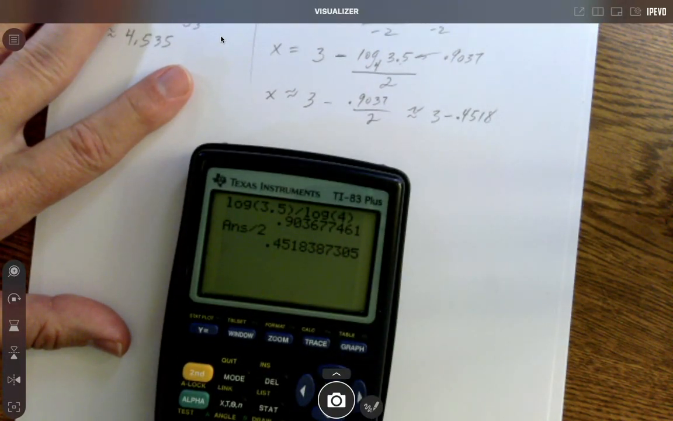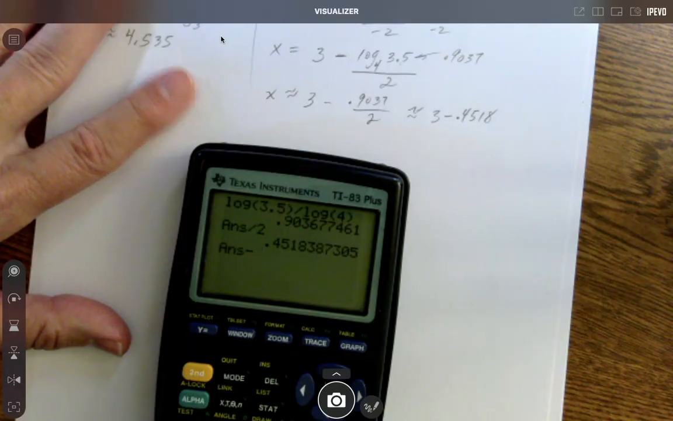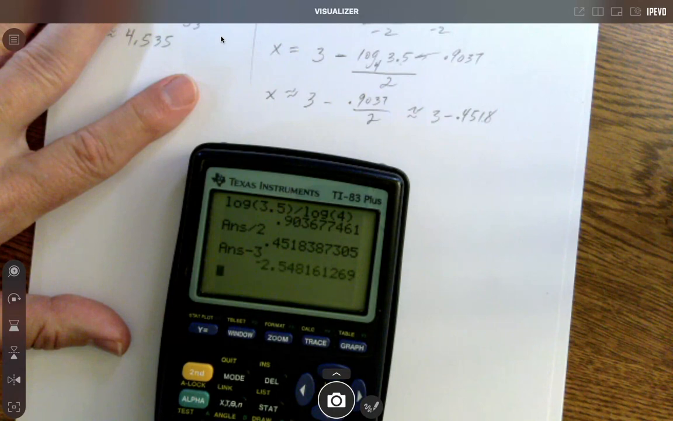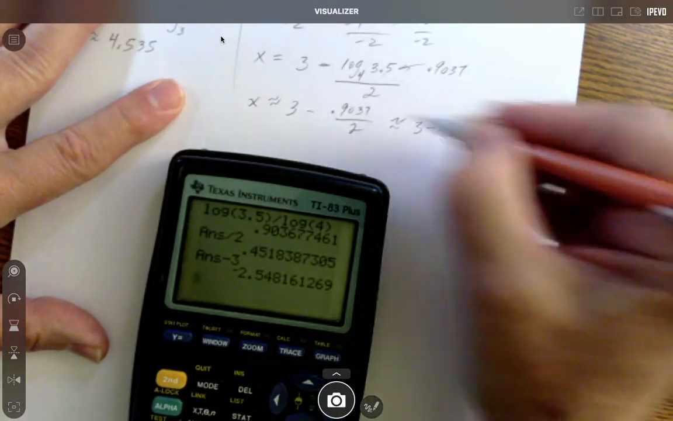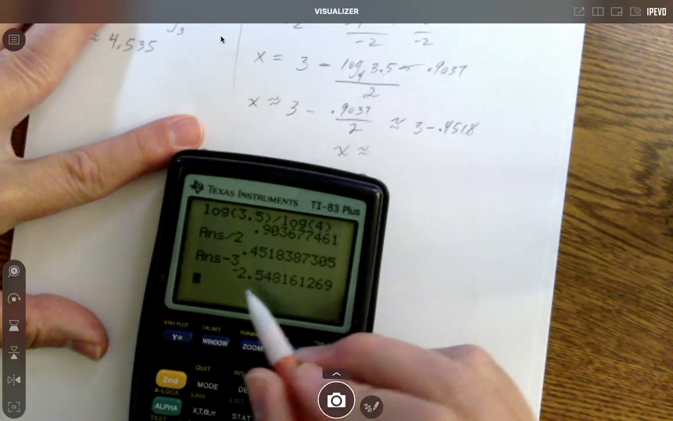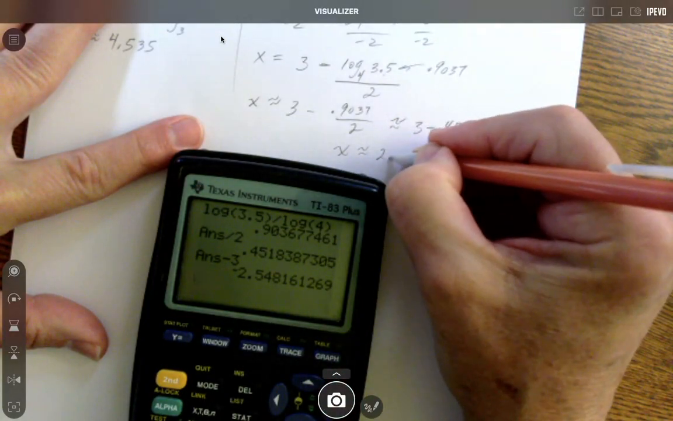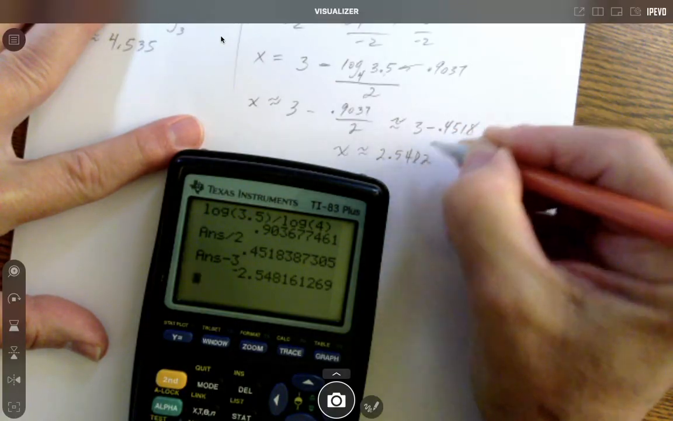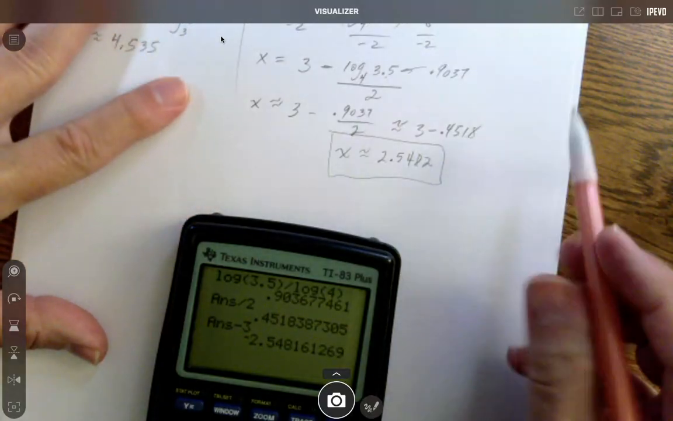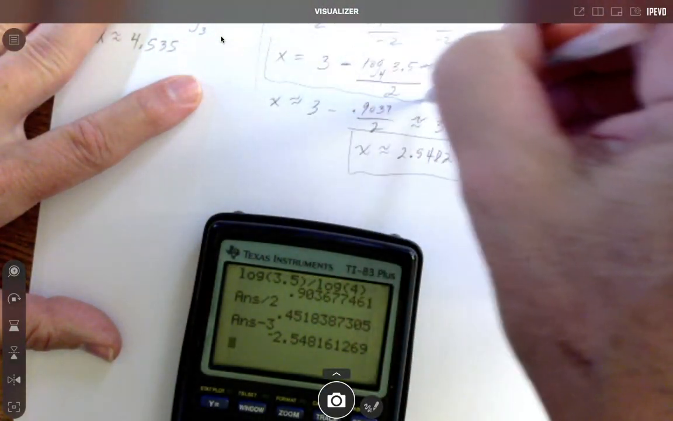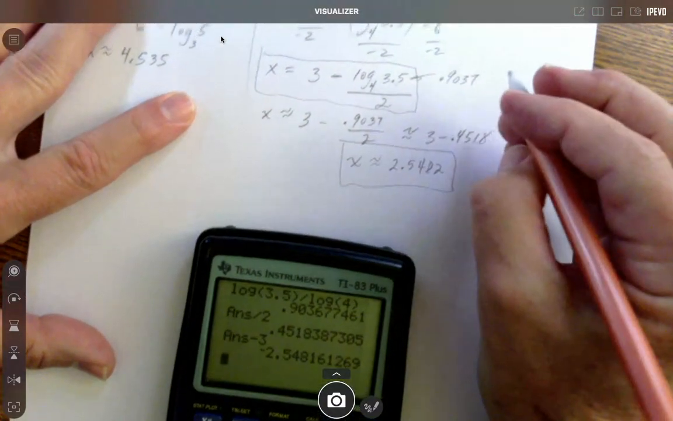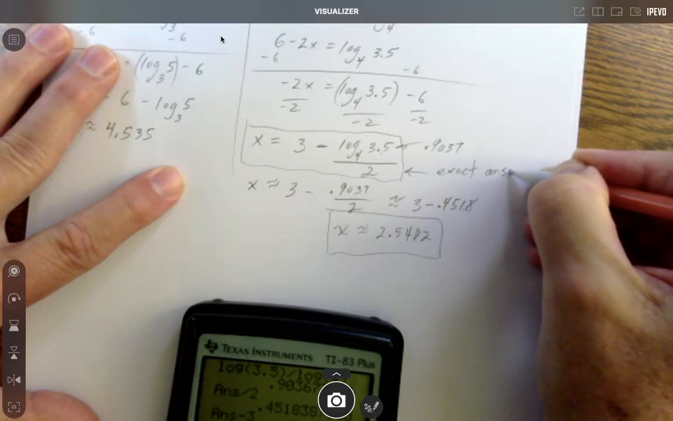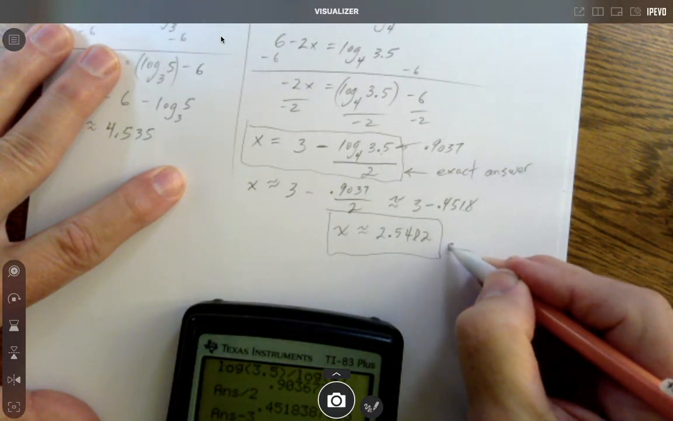So I'm just going to take away 3 from this and ignore the sign. I'm just subtracting in the opposite order. Instead of 3 minus that, I'm going to do that minus 3. And I get x is approximately positive 2.5482. Okay, and this would be your exact answer here. So this is your exact answer. And this is your approximate answer.